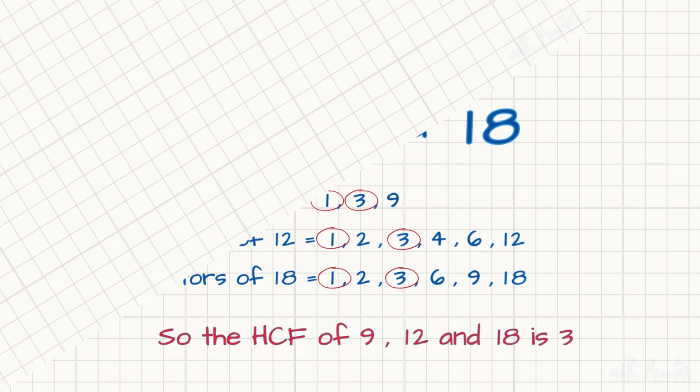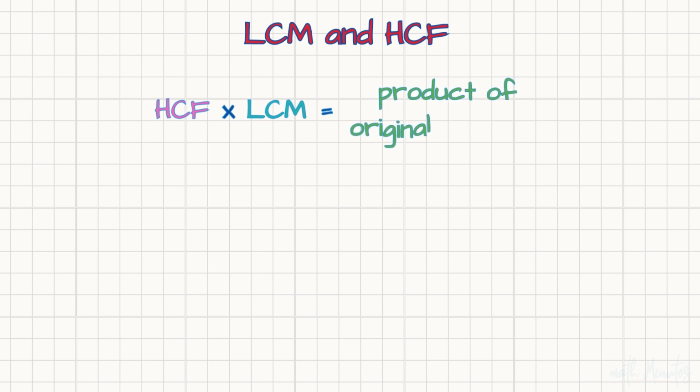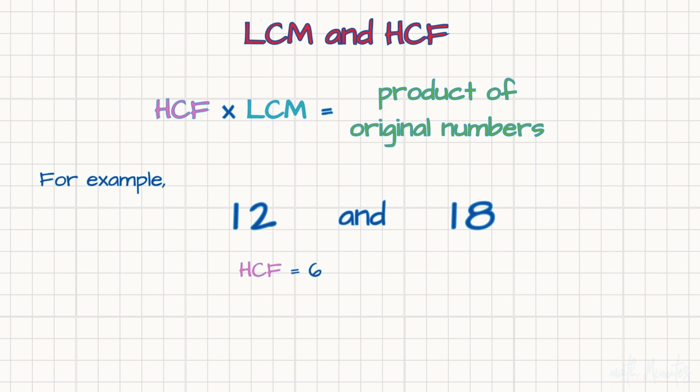It's important to note that there's a relationship between the highest common factor and the lowest common multiple of two numbers. The product of the HCF and LCM of any two numbers is equal to the product of the original numbers themselves. Let's take the example of 12 and 18 again. The product of the HCF, 6, and the LCM, 36, is equal to the product of the original numbers, 12 and 18. That is, 6 multiplied by 36 is equal to 12 multiplied by 18. This relationship holds true for any two numbers.